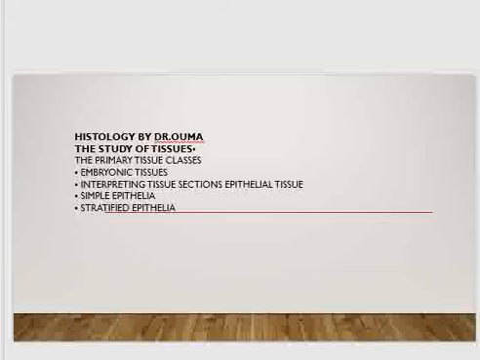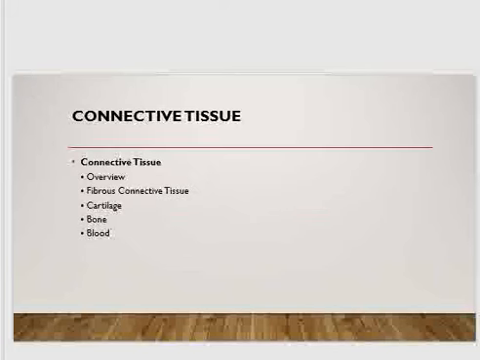Our lesson is done. We are going to see the next topic, and the following is what we are going to have in our histology next class. Be present so that you don't miss what you're going to see there. Connective tissue: we're going to talk about the connective tissue overview, fibrous connective tissue, cartilage, bone, and blood.